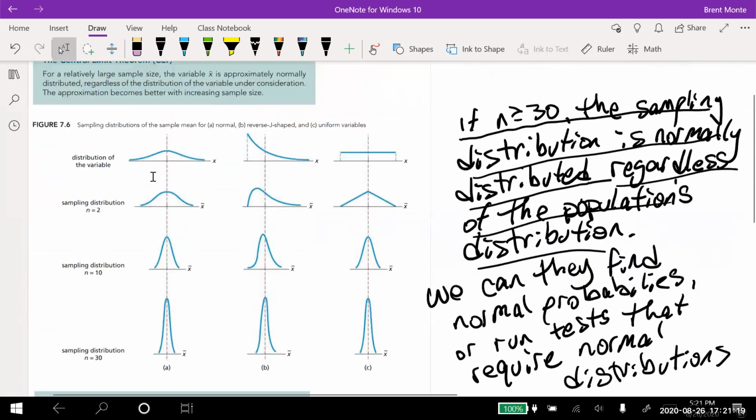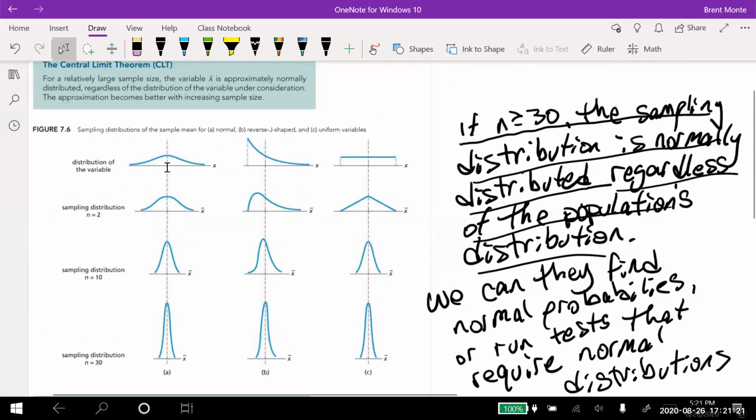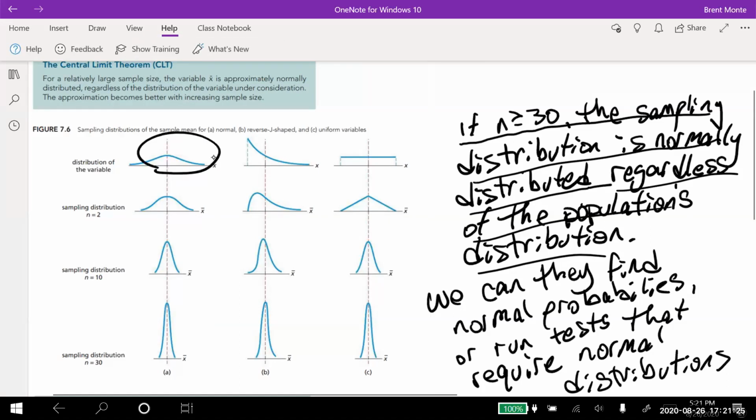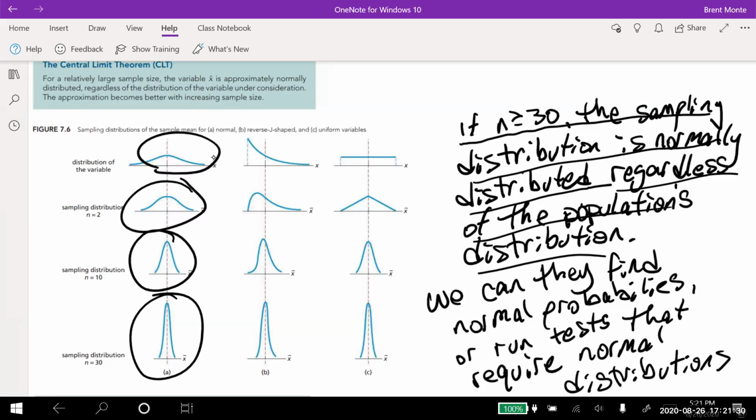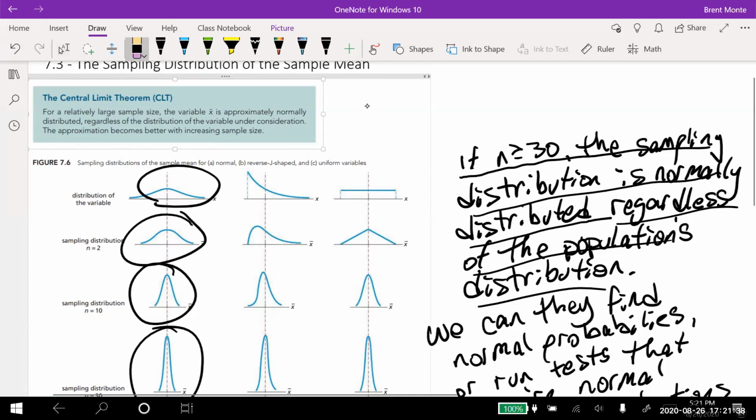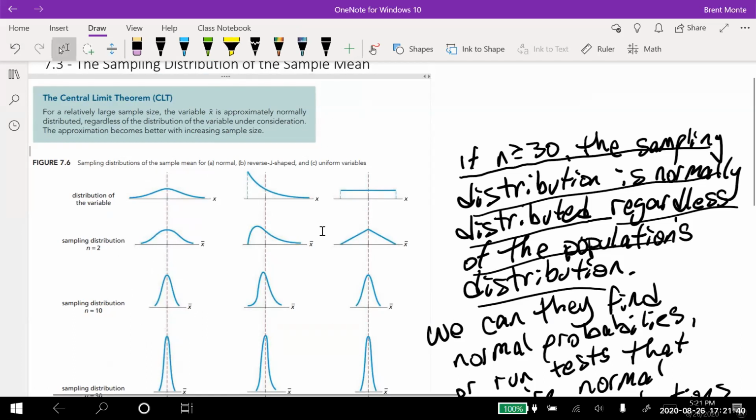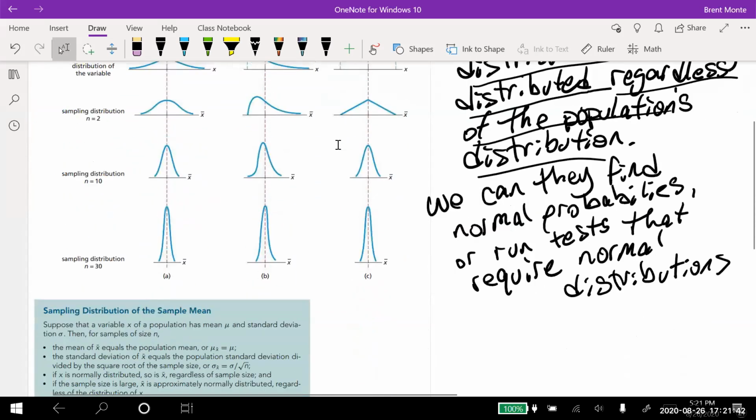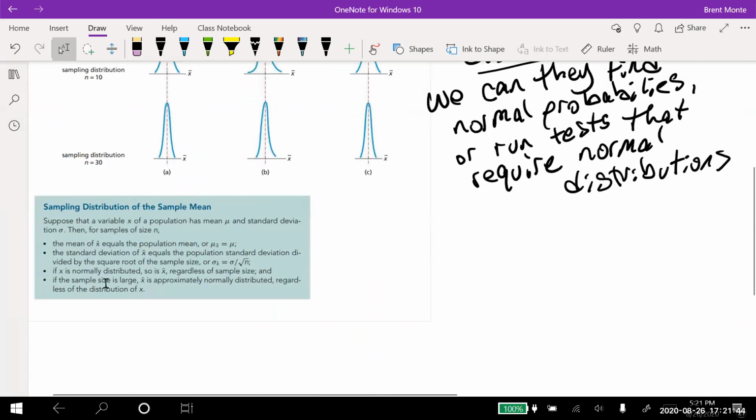What does that mean? Well, over here I had a normally distributed population. As the sample size increased, it's still a normally distributed population. So that's what they're saying. It doesn't matter the sample size, regardless of the sample size, the distribution of x bar is going to be normally distributed if the initial population was. But this last one is the key that I just said.